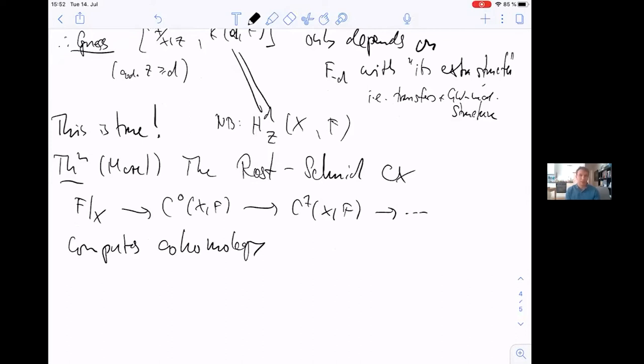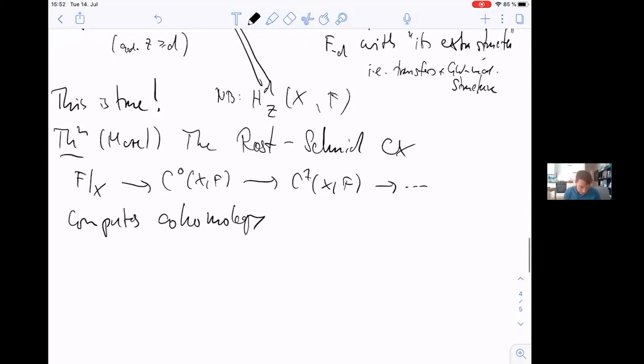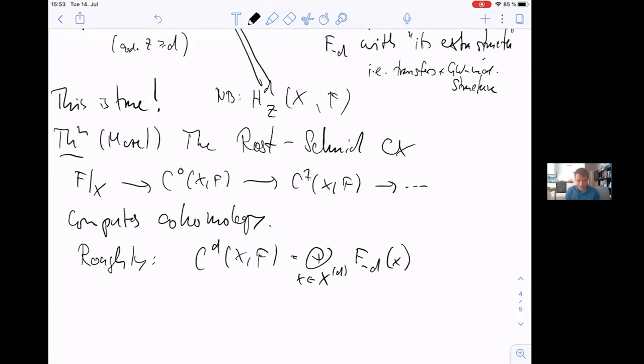Okay, so this is not super happy yet. I will try to answer your question in a second, Sean, because I need to tell you something about what these C_i's are. So the point is, this computes cohomology, and roughly what I want to say is that C^D of X,F is going to be the sum over all the points of codimension D in X of the contraction of F evaluated at x. This is not literally true, but it's morally true.